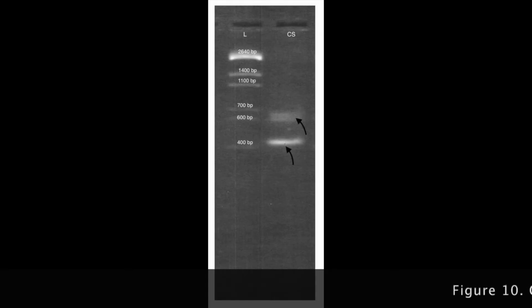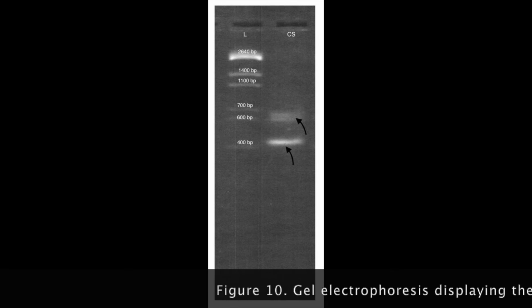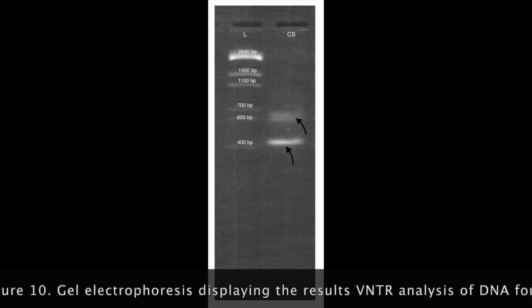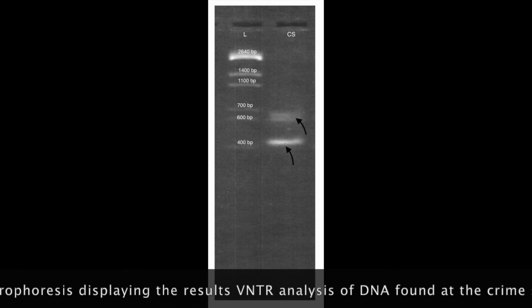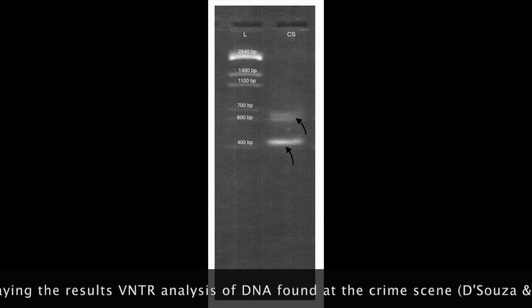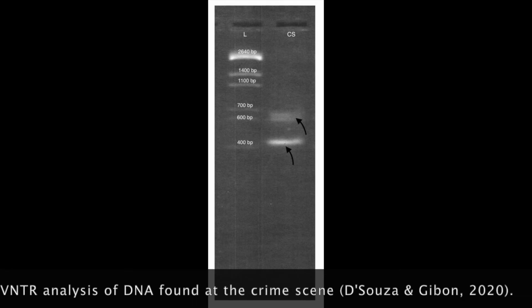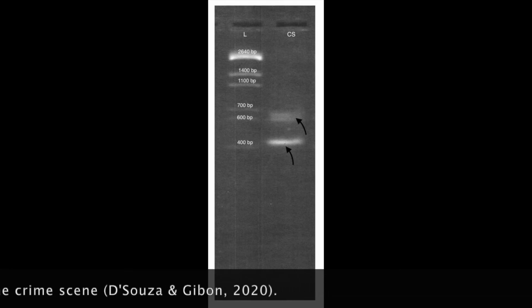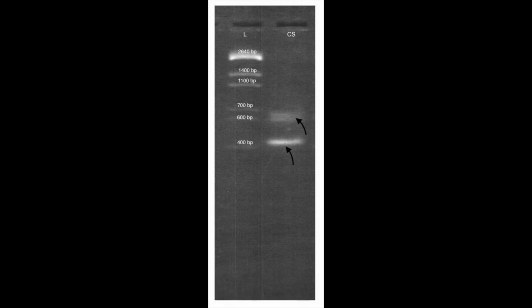So here is the gel that corresponds to the VNTR PCR analysis for the crime scene DNA. Once again, I have labeled the columns L for ladder and CS for crime scene. On the ladder, I have also gone through and indicated the size of each fragment. Since the EDVO-Quick DNA ladder was used, the band sizes in base pairs were known for each fragment that appears on the ladder. Typically, a 200 base pair fragment shows up, although it did not appear in this gel.